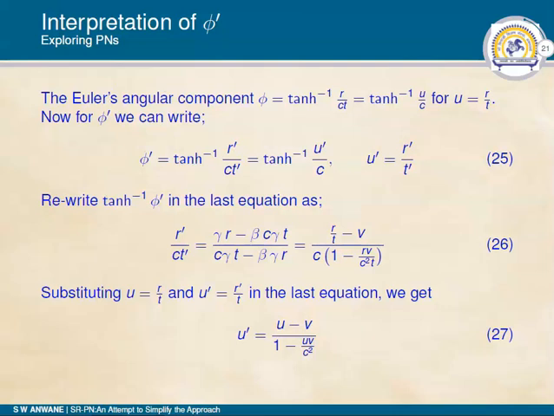So we can rewrite tanh inverse of phi dash. For that we shall write r dash upon ct dash. We shall employ the Lorentz transformation equation, and we can simplify that and resubstitute the meaning of u and u dash to obtain equation 27, u dash equal to (u minus v) upon (1 minus uv upon c square).